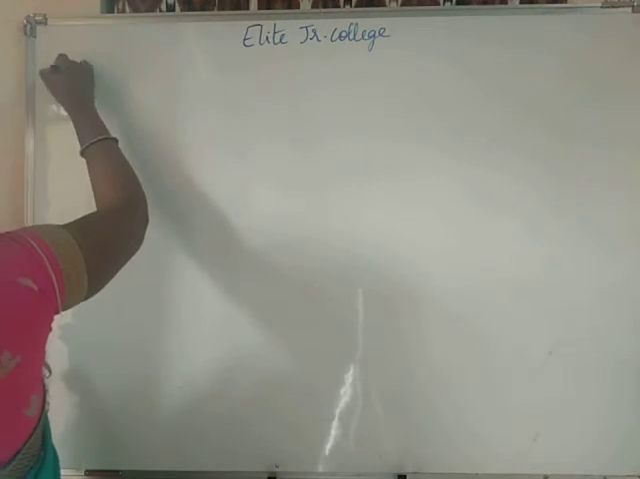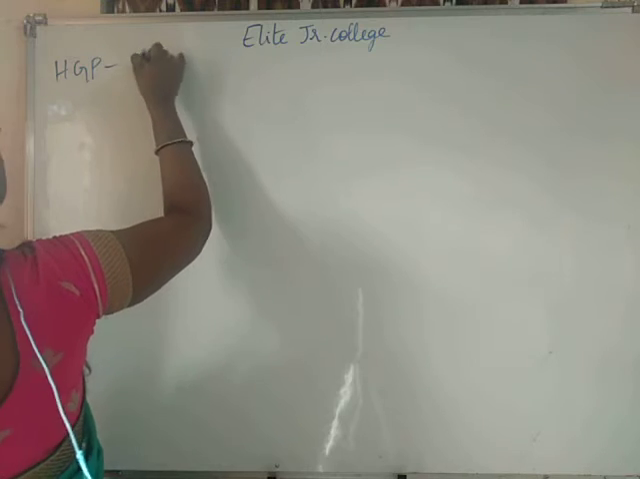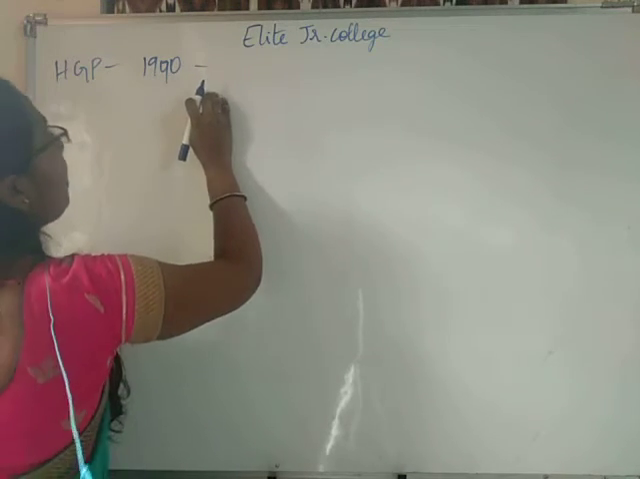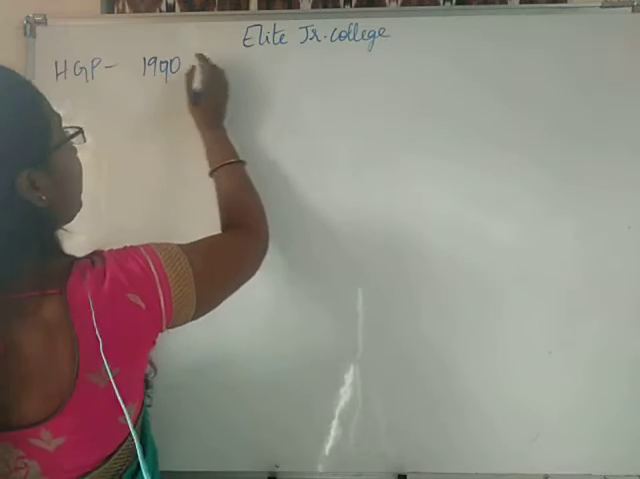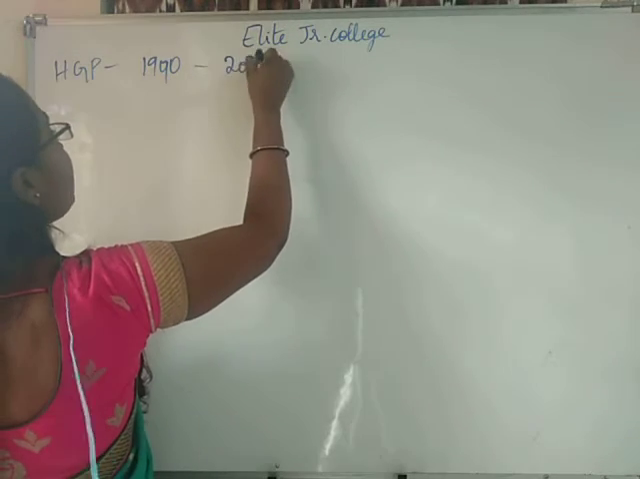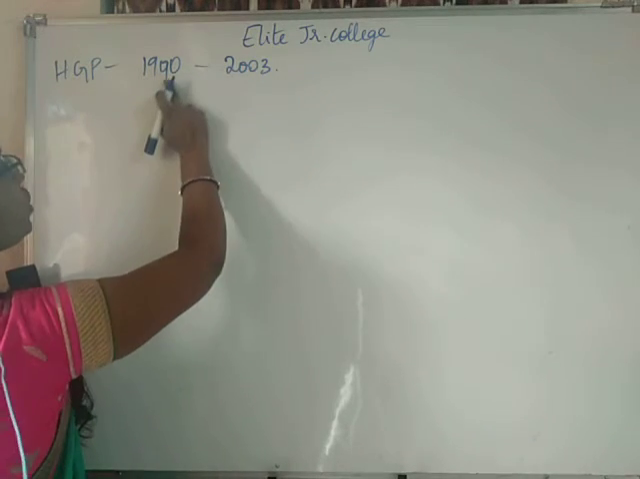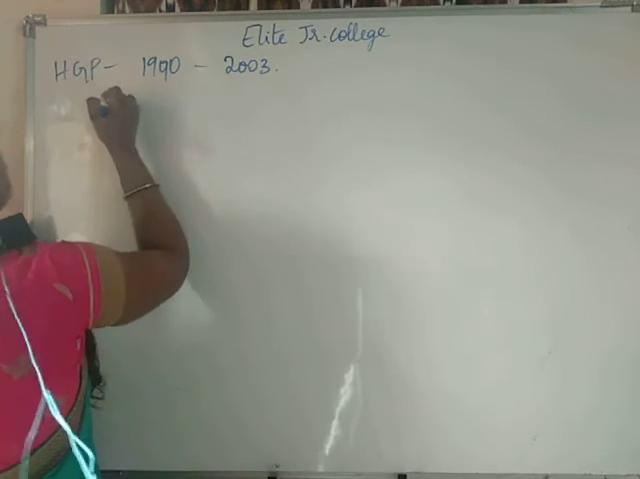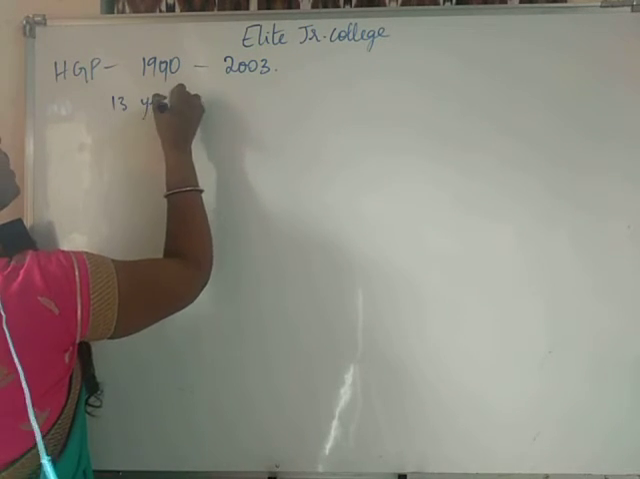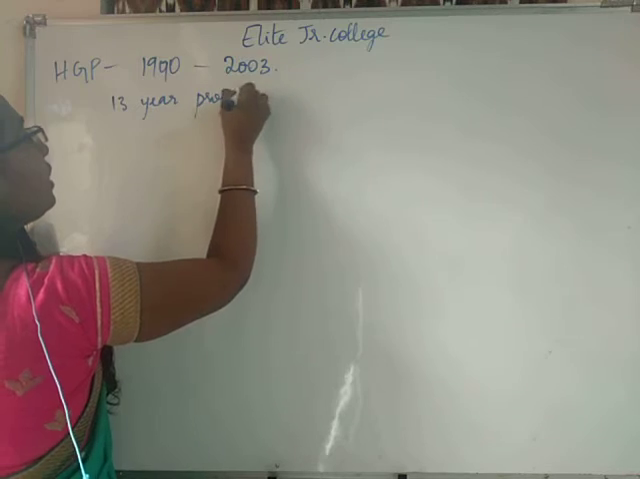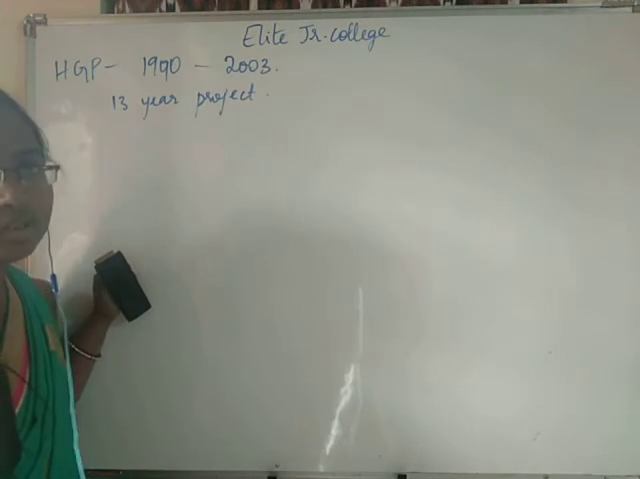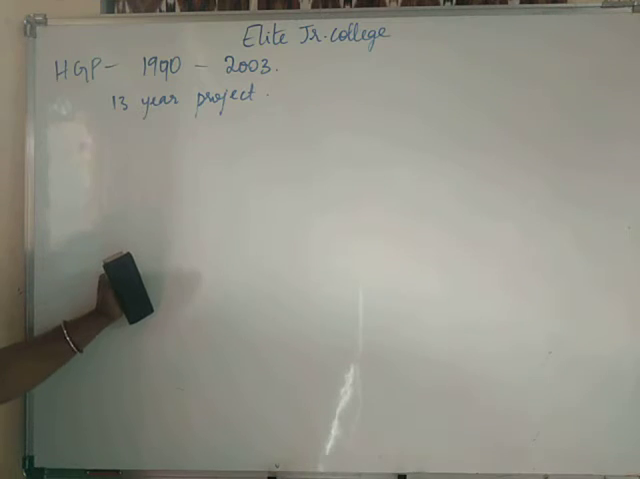See students, the human genome project, as I have told you, started in 1990, and it was finished in 2003. So it was a 13-year project. The Human Genome Project was a 13-year project.